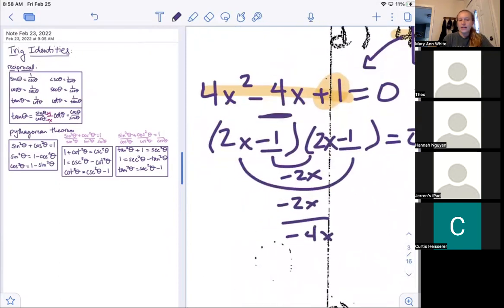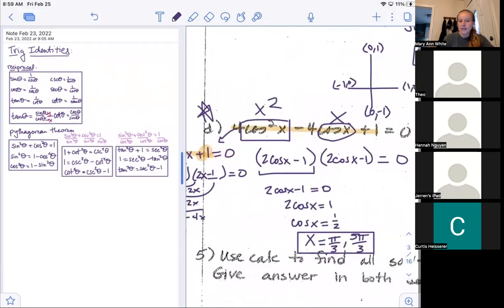Remember that instead of thinking about it as 4 cosine squared minus 4 cosine plus 1, we put x's instead of cosine x's. And then we're like, oh, now we can factor this using our algebra skills from before. It's a tougher factoring, but we figured it out and got 2x minus 1 times 2x minus 1. Then we relate that back to the problem, and instead of writing x's, we write cosines. So 2 cosine x minus 1, 2 cosine x minus 1, and then we set each factor equal to 0, and then we solved from there.